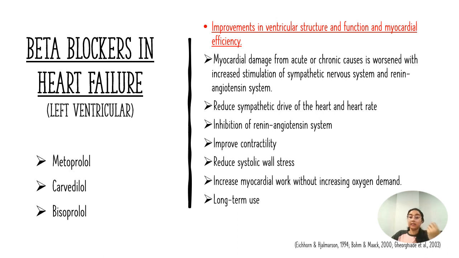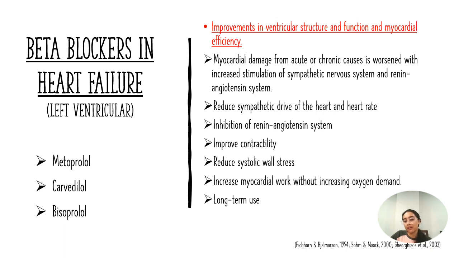What causes myocardial damage could be acute or chronic causes. Acute causes are usually like myocardial infarction. Chronic causes could be hypertension that has caused the left ventricular structure to hypertrophy. The myocardial damage is worsened with the increased stimulation of the sympathetic nervous system and renin-angiotensin system. So what it does, it reduces the sympathetic drive of the heart and decreases the heart rate. It inhibits the renin-angiotensin system by decreasing the release of renin. It also improves the contractility by improving the structure and then the function of the myocardium.